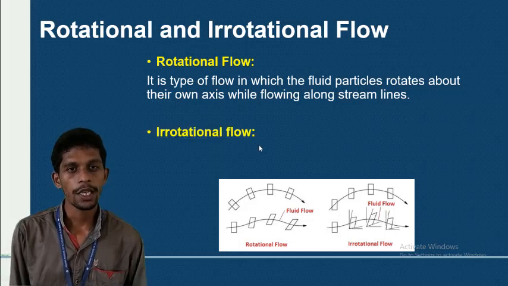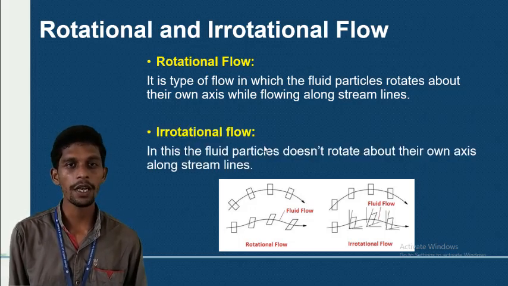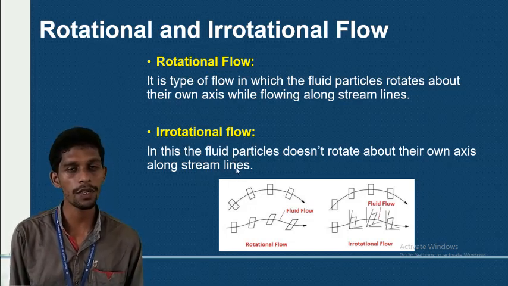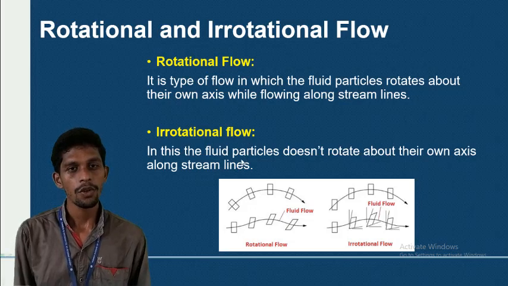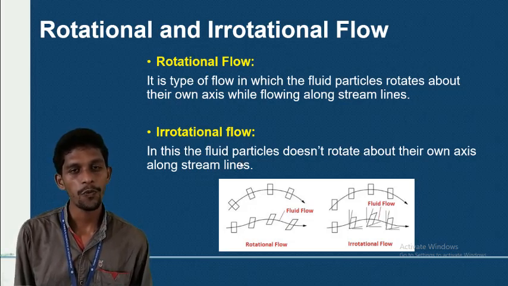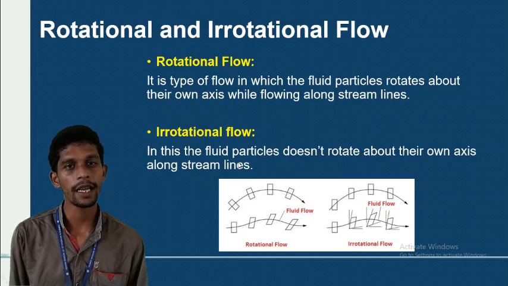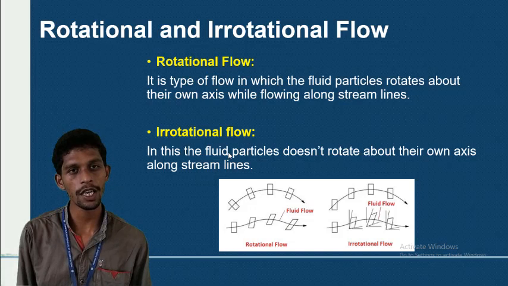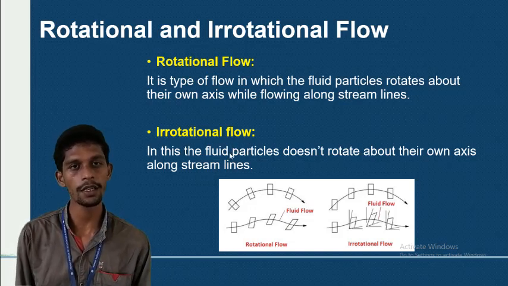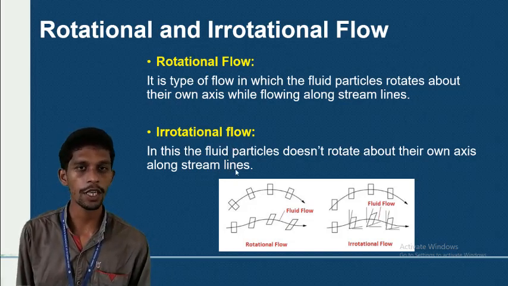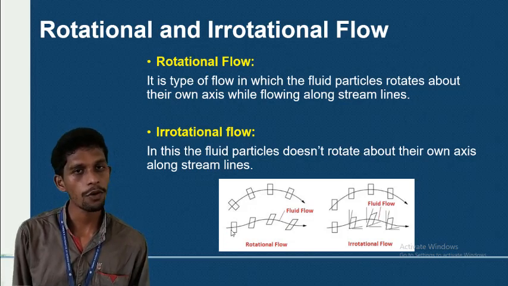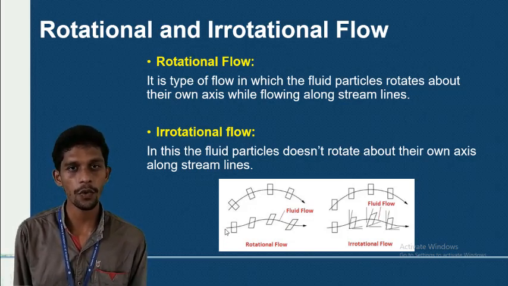What about irrotational flow? The particles will not rotate about their own axis along the specified paths. Throughout the entire fluid motion, the fluid particles will not rotate about their own axis. Whatever the fluid particle may be, they will travel as they are throughout their entire motion. If there is no rotation between the particles in the fluid flow, that type of flow is called irrotational flow.